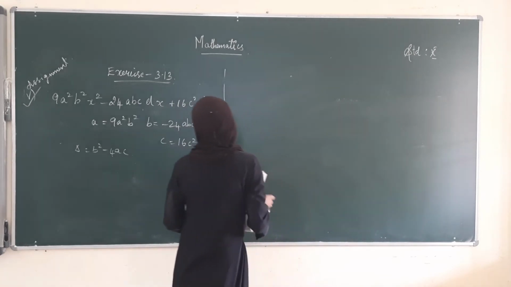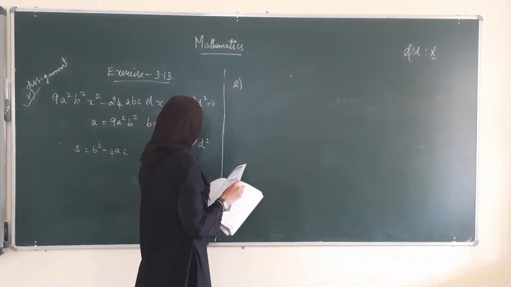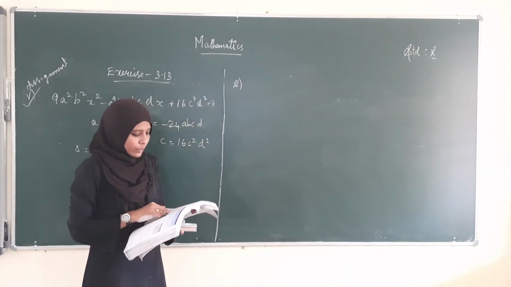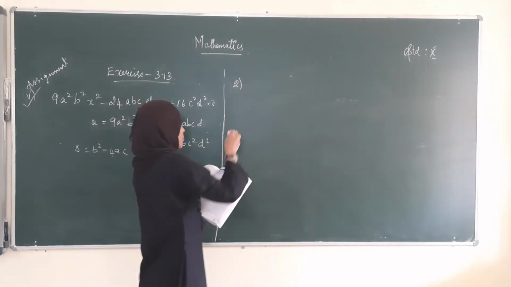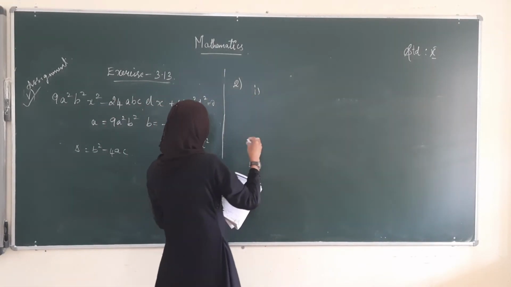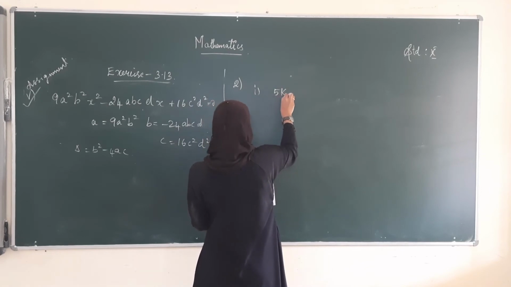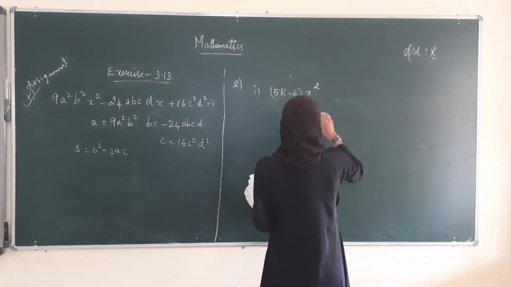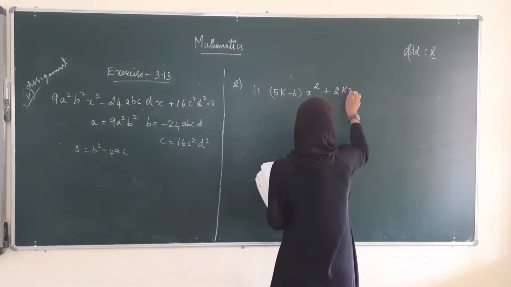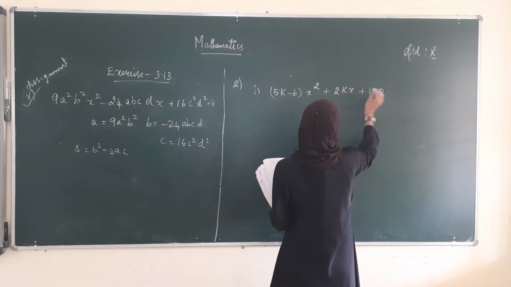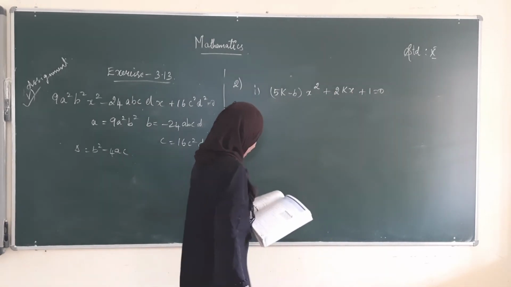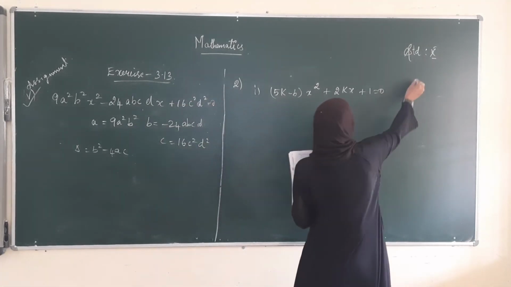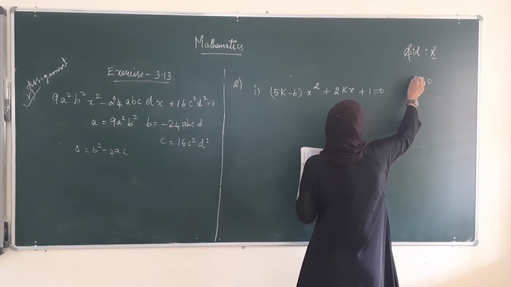Now, the second sum. What they have given in the second sum is: find the values of k for which the roots of the given equation are real and equal. It has two subdivisions. See the first subdivision: 5k minus 6 into x squared plus 2 into kx plus 1 equal to 0. We have to find the value of k if the roots of the equation are real and equal. Real and equal means del's value should be equal to 0.